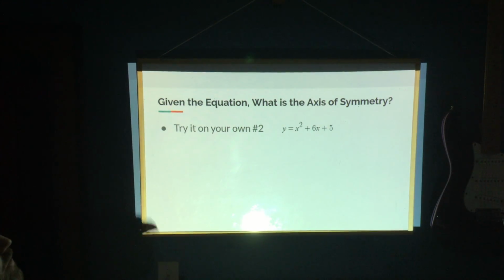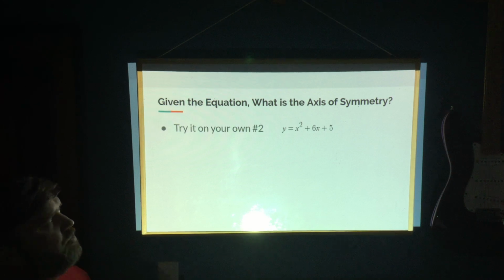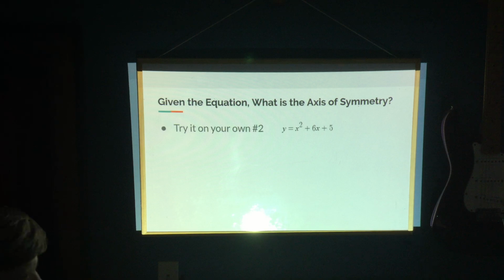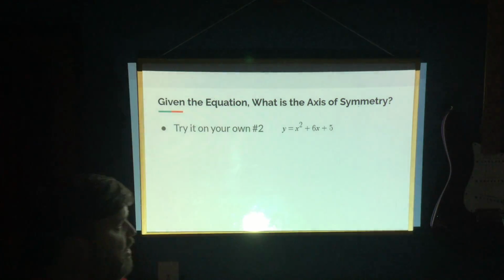Second one I'd like you to try on your own. We have y equals x squared plus 6x plus 5. So go ahead, pause the video, try to work this one on your own, and when you come back, I'll work through it with you.